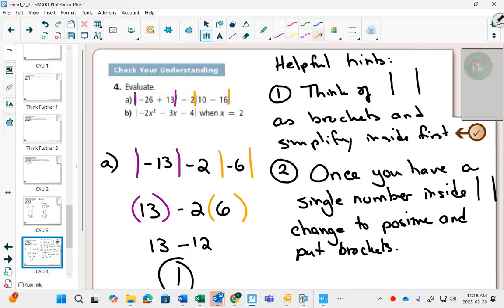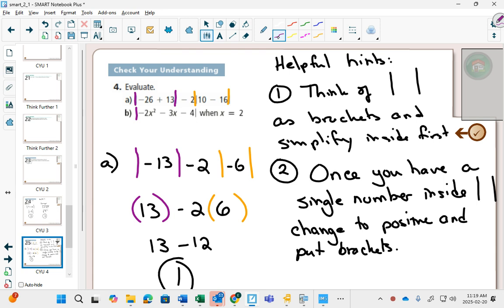So some helpful hints. Color code when you have multiple absolute values so that you can see which one's which. We simplify inside of those first. Then once you have a single number, that's when you can actually do the absolute value, which is like, how far is that number away from 0? Which makes all negative numbers positive and keeps all positive numbers the same. But when I do that, I replace it with brackets just so that I don't lose my order of operations, what's multiplying, what's adding. And then after that, it's math you've done before. So things are pretty good and pretty straightforward. Okay?